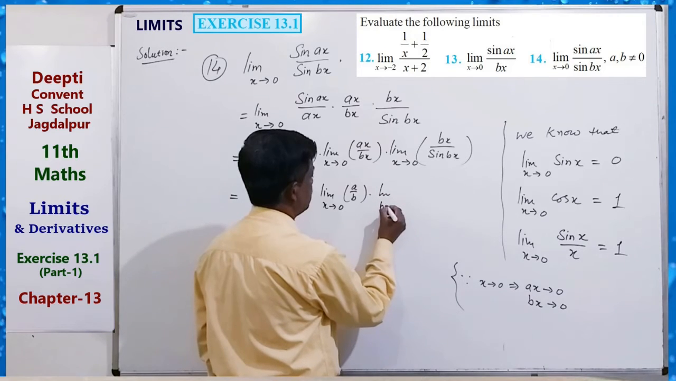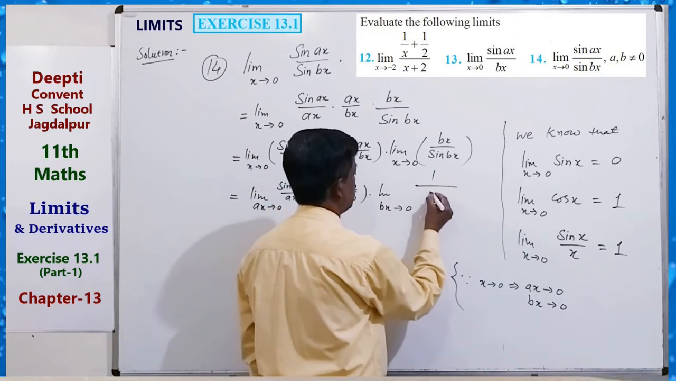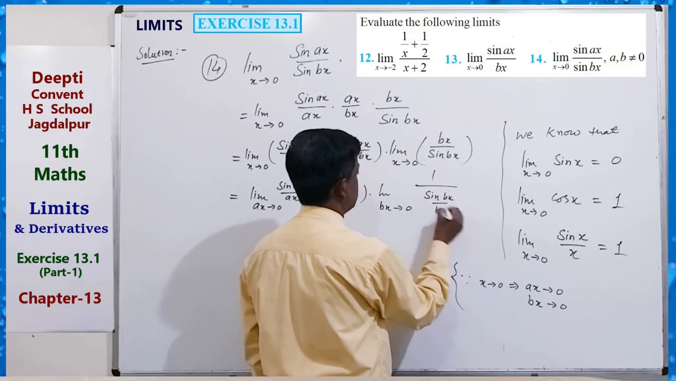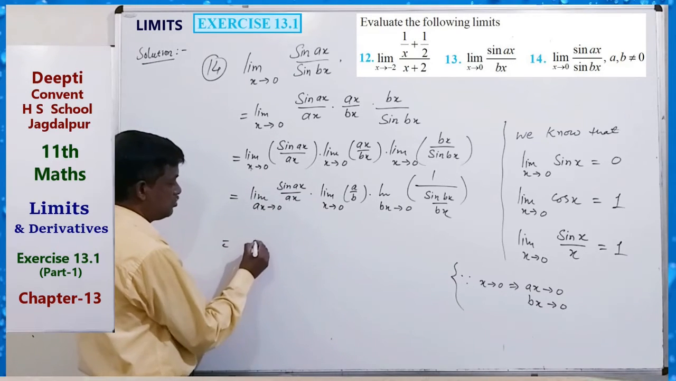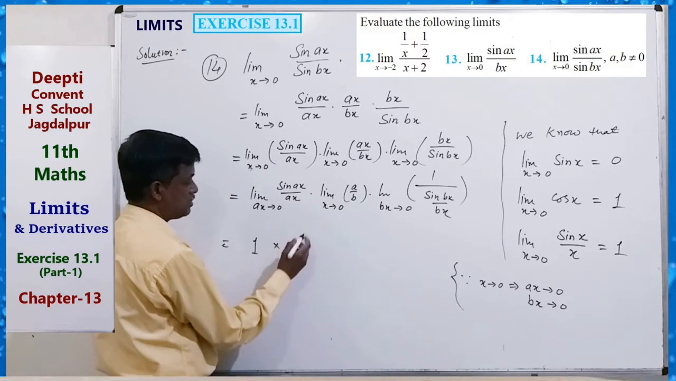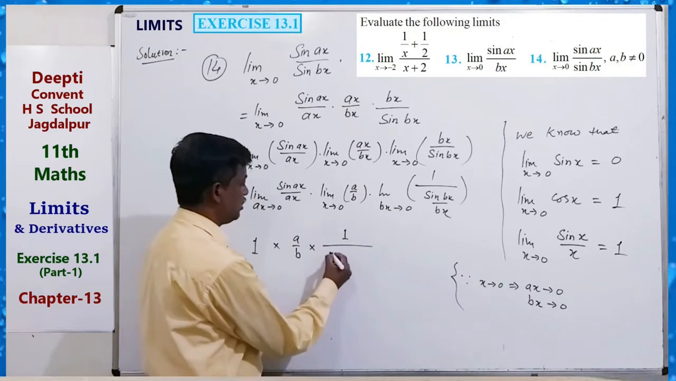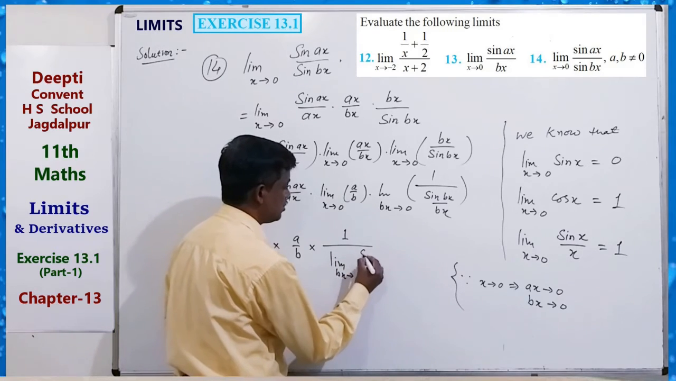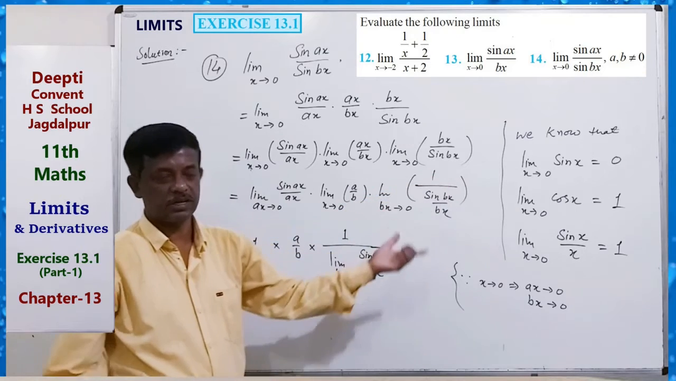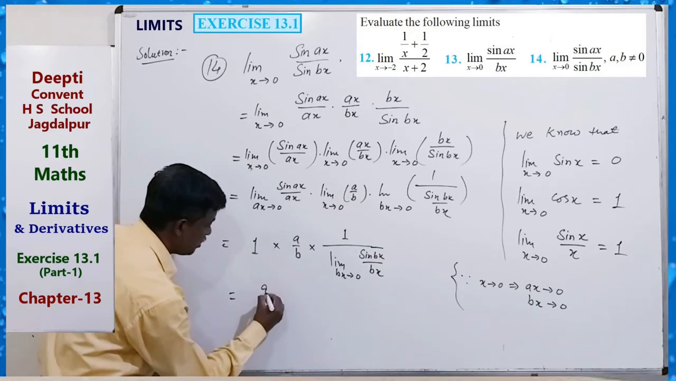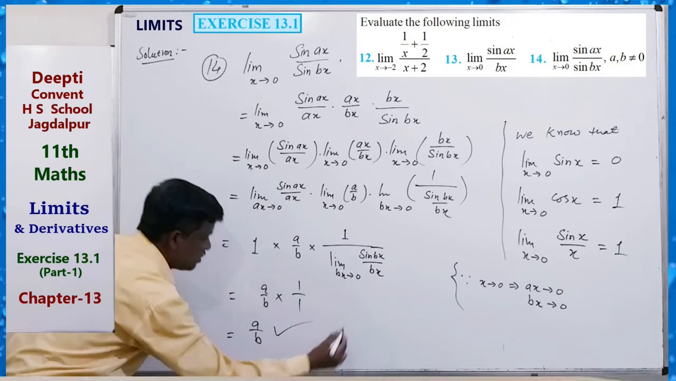Here limit bx tending to 0 of 1 upon sin bx upon bx. We can write like this. Now this is equal to 1 into a by b into 1 upon the limit bx tending to 0 of sin bx upon bx, because the limit is distributed in numerator and denominator also. The numerator limit of 1 is constant, so the denominator limit is this. This is equal to 1 into a by b into 1 upon 1. This is also 1. So a by b is the limit.